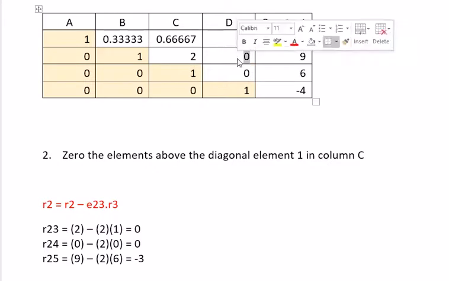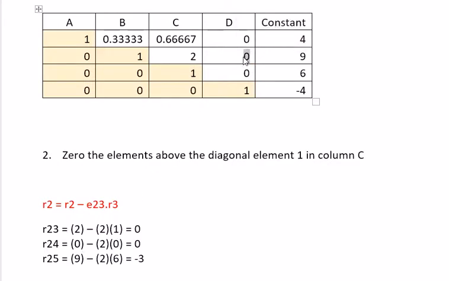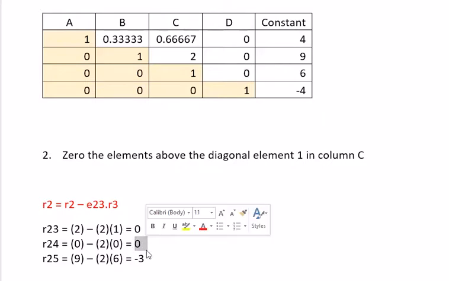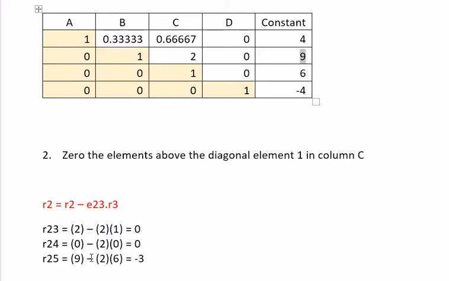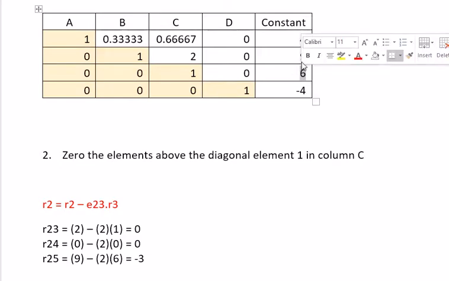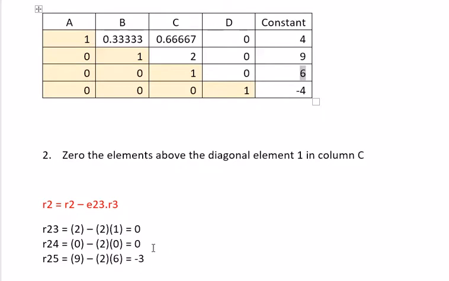The element here in 2,4 will be 0 minus the constant 2 times the element below, which is 0, so the answer will be 0. And the element here, R25, is equal to the row 2 value, which is 9, minus the constant 2, which is the element in 2,3, times the value of the element directly below it in row 3, 6. That will give you negative 3.